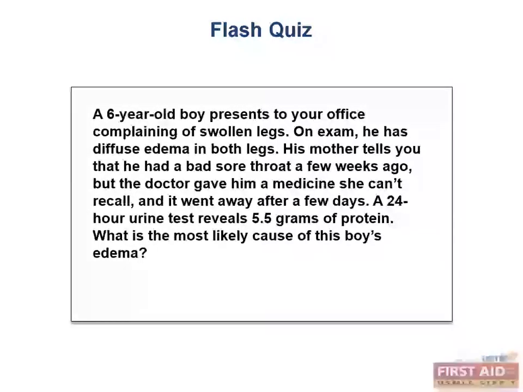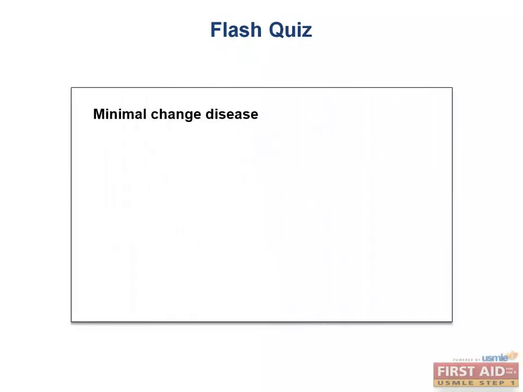But the doctor gave him a medicine she can't recall, and it went away after a few days. A 24-hour urine test reveals 5.5 grams of protein in the urine. What is the most likely cause of this boy's edema? The answer is minimal change disease, MCD.